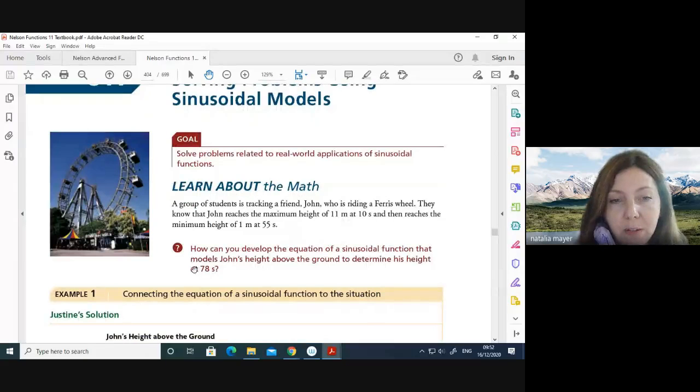If you don't know what a Ferris wheel is, there is a picture provided here on the left. So that's the Ferris wheel. Could you, Zain, please read the question?